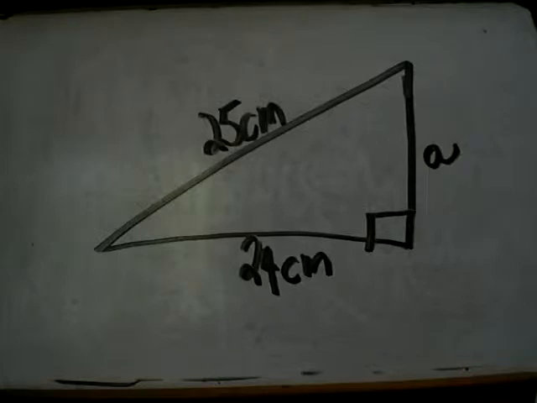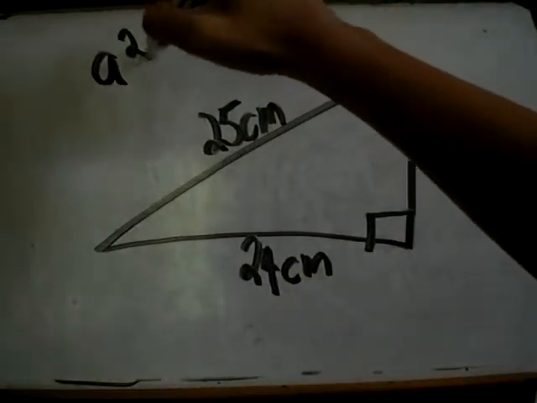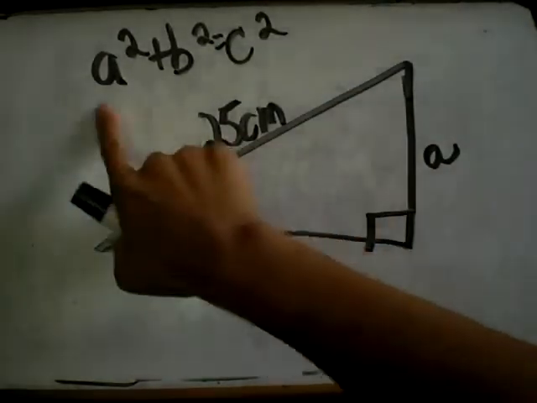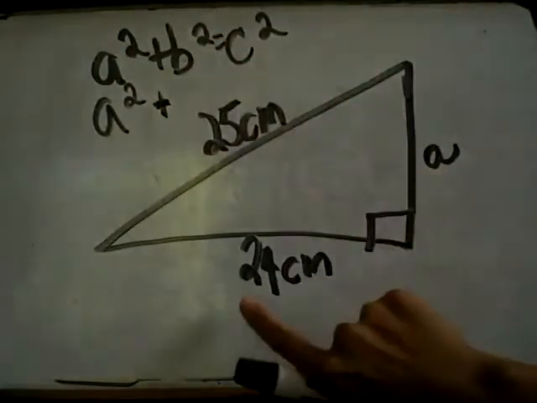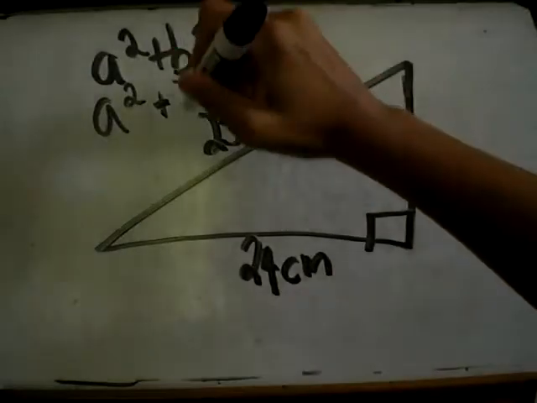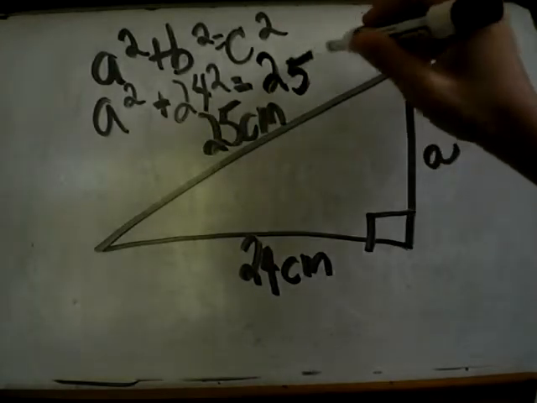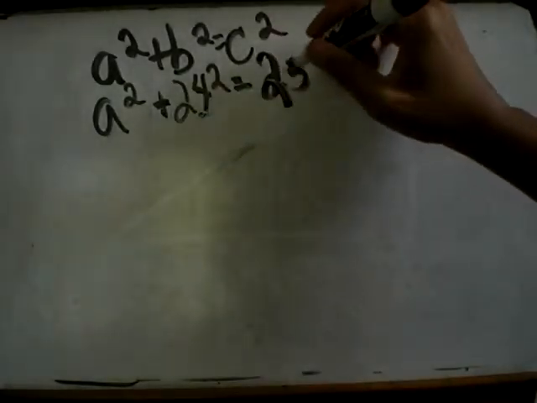So let's use our Pythagorean Theorem formula to figure out this side. Here's our formula: A squared plus B squared equals C squared. If you plug it in, do we have an A? No, we don't. That's the side we're trying to find. So A squared plus B, which is 24 squared, equals C squared, so that's 25 squared. Let's clean that up a little bit.